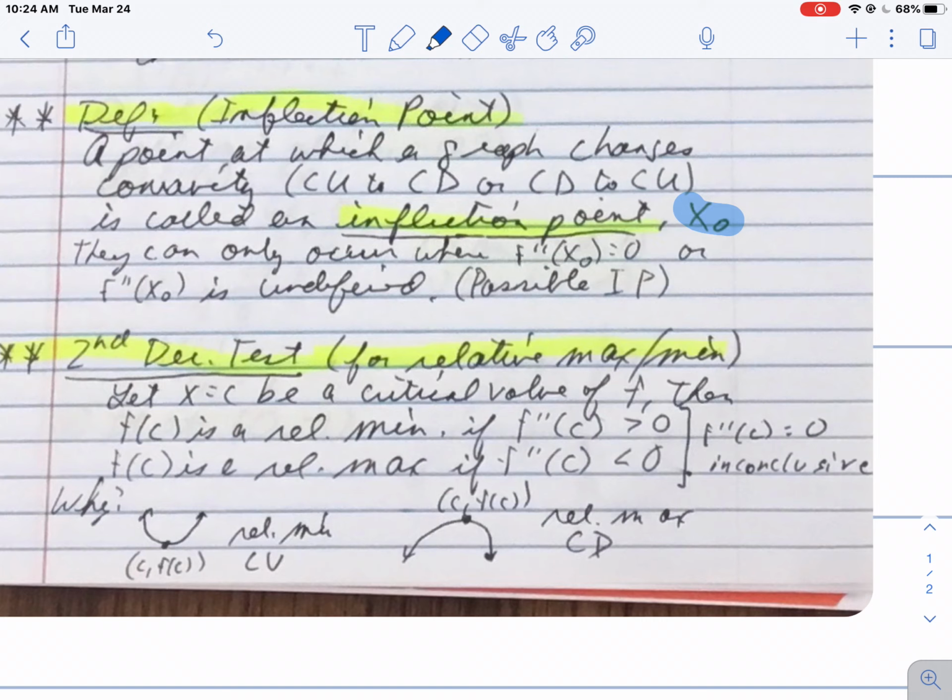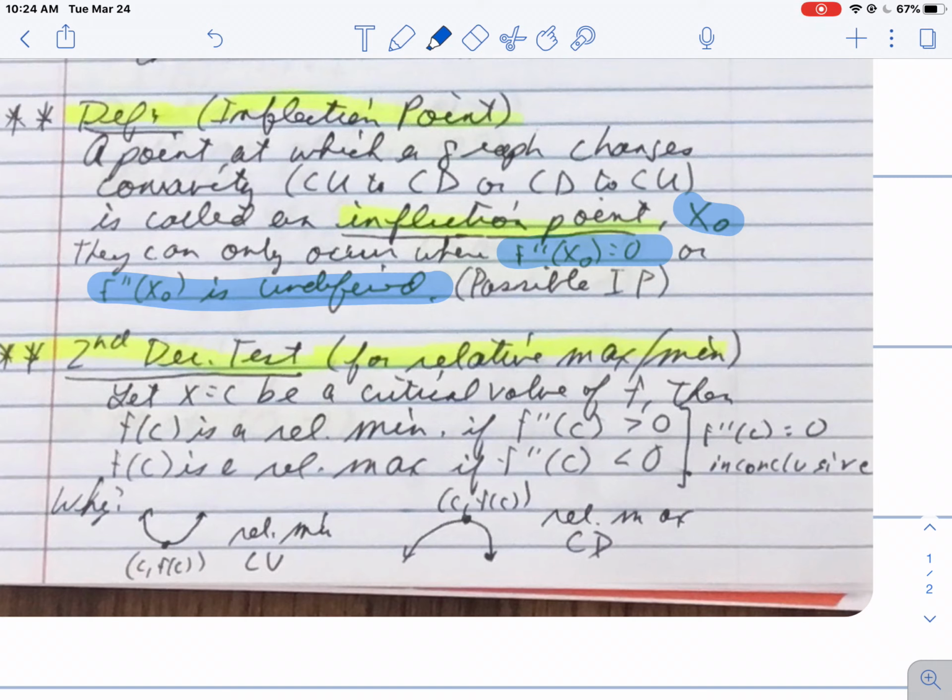Now, these inflection points can only occur where the second derivative is either 0 or where the second derivative is undefined. It is very much similar to what we had with those critical values for the first derivative. We found where the first derivative was 0 or undefined. Those we called the critical values of our function, and we said those were possible locations for relative max or relative min values. Then we would set up our little test strip and check the sign of our first derivative to tell us where it was increasing or decreasing.